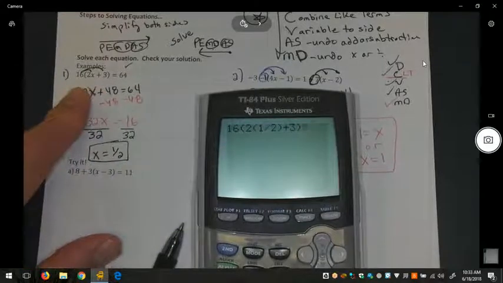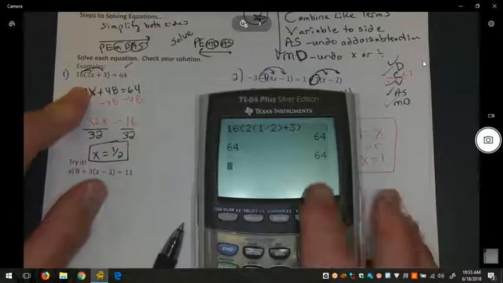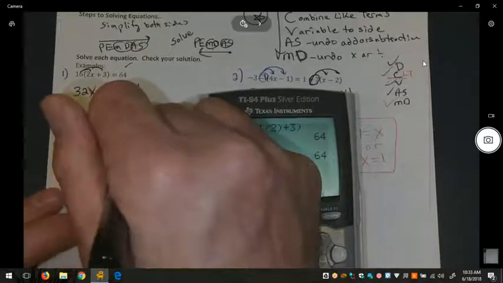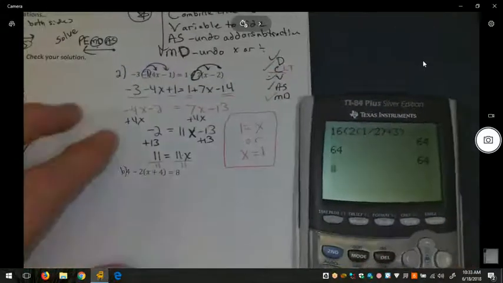That's the left-hand side of the equation. The right-hand side of the equation is 64. I get the same number on both sides, so I know that it's correct.